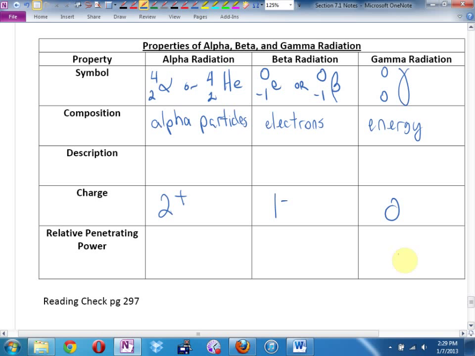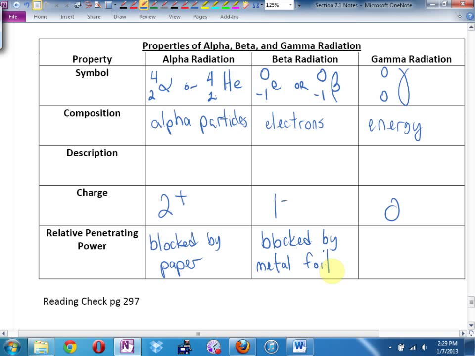Relative penetrating power. Alpha particles can be blocked by paper. Beta particles blocked by metal foil. Gamma particles blocked by lots of lead.